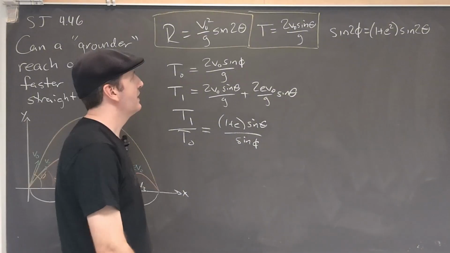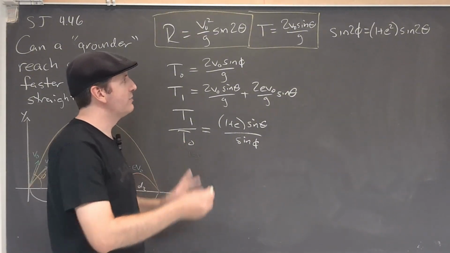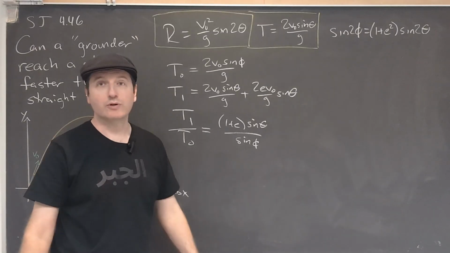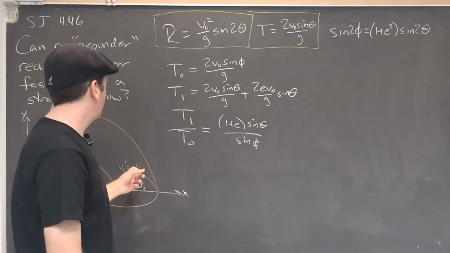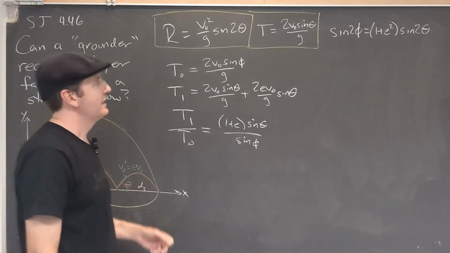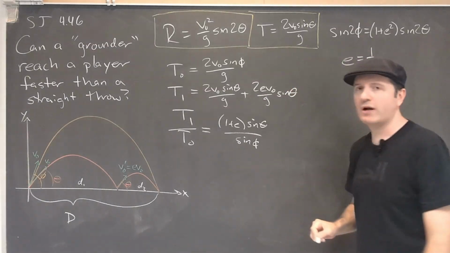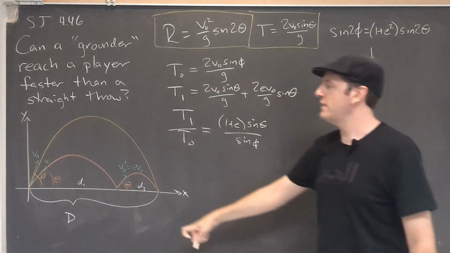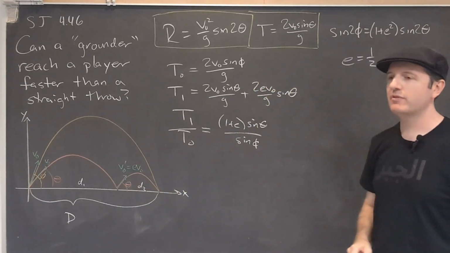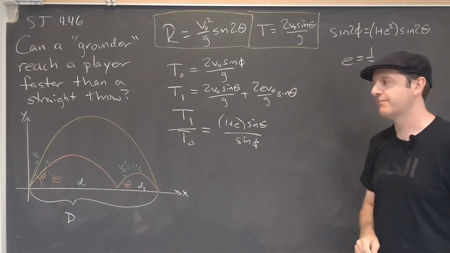Okay, so now to do something a little bit analytical, I guess, although it's really more numerical, let's go ahead and pick a specific value for e. Let's say that e is 1/2, meaning when this ball hits, half of its speed is lost.